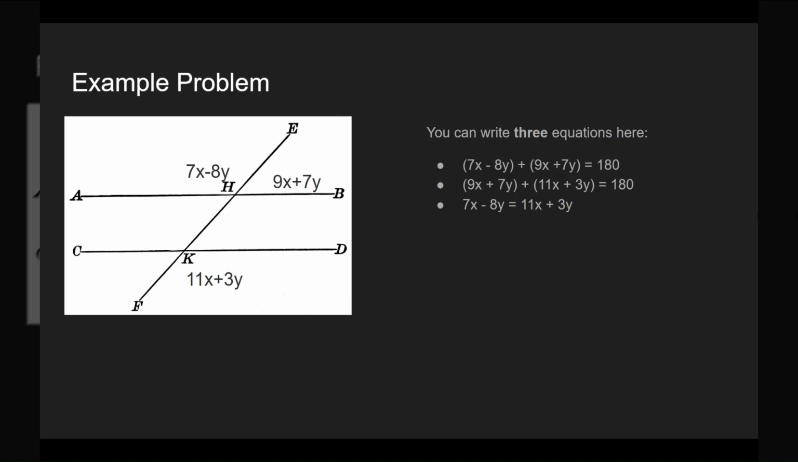Now, these equations right now are kind of big and messy looking, so we're going to simplify them a bit to put them in the form ax plus by equals c. In the first one, we'll combine like terms, get 16x minus y equals 180. Second one, we will combine like terms again. We will get 20x plus 10y equals 180. And in the third one, we'll move all the variables to the same side of the equation and get 4x plus 11y equals 0.